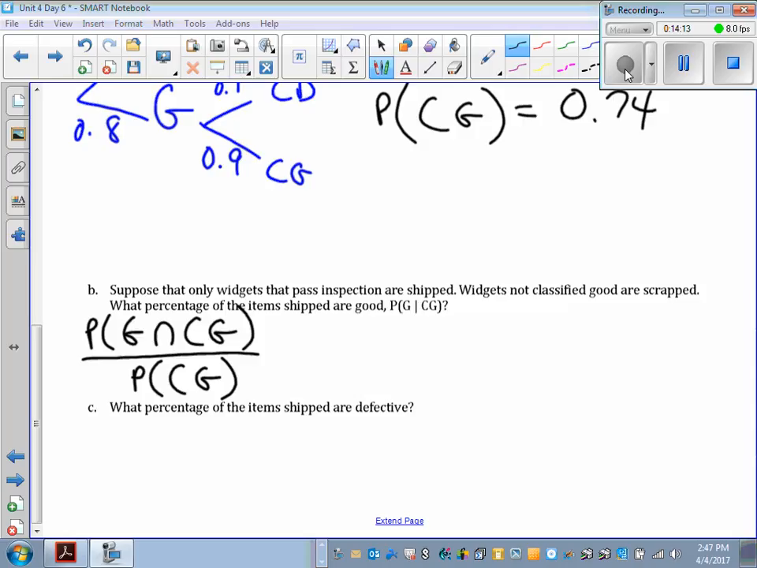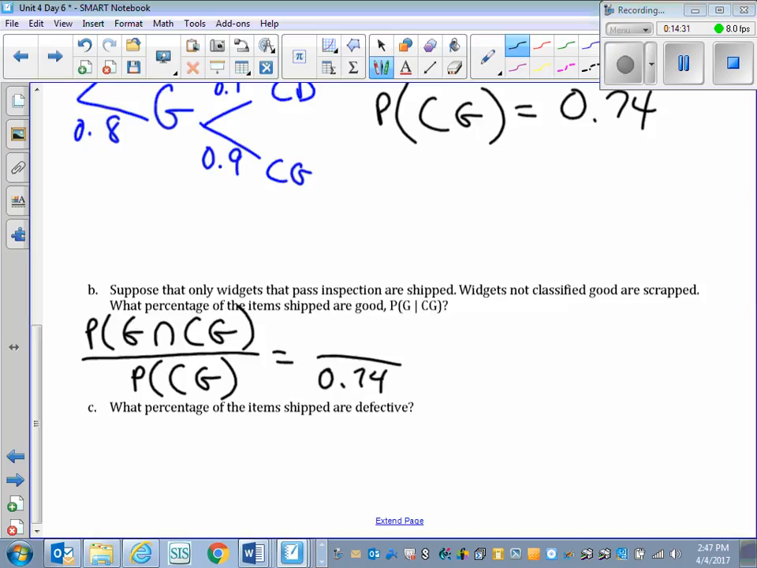Okay, so on B, you have a conditional probability that the widget is good, given that it's classified as good. So we've already found the probability of being classified as good as 0.74. So that's going to be our denominator. And the probability that it's good and classified as good is going to be 0.72. So when we divide those things, we're going to get 0.97, which means 97% of the items shipped are good.